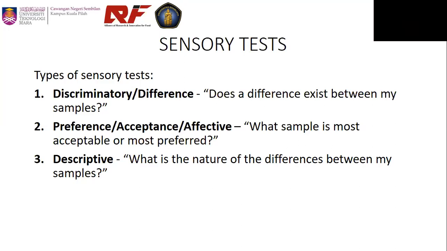So why do we use untrained panelists for the preference or acceptance or affective test? Because we want to get feedback from the real situation. Okay, the consumer. So the consumer is not a trained panelist. Okay, we will cover this one later. All right, and then discrimination or difference tests.